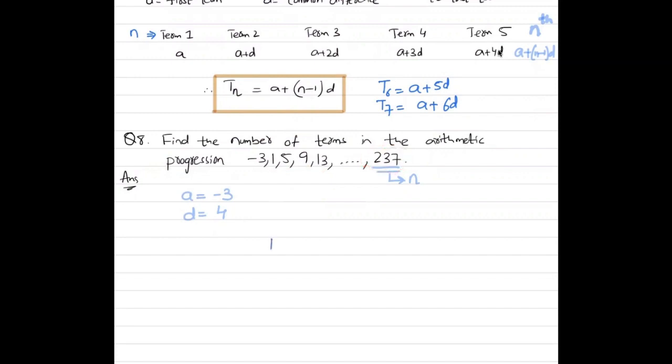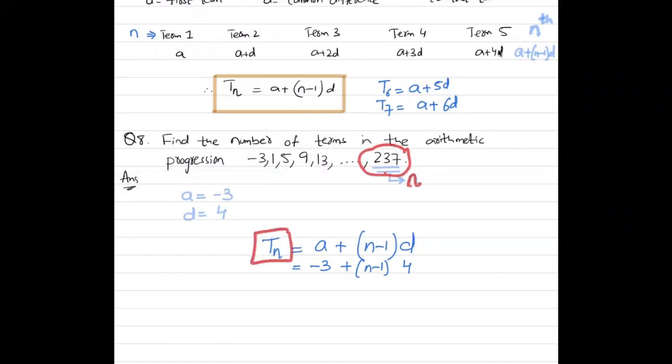The nth term in an arithmetic sequence is given by a plus n minus 1 times d. The a is the first term of this sequence, that is -3. d is the common difference, that is 4. And if I want to calculate the last value, would you agree that I'll be using the last term here in place of Tn? Yes, sir. So Tn is 237. All right, come on, solve this and give me the correct value of n.